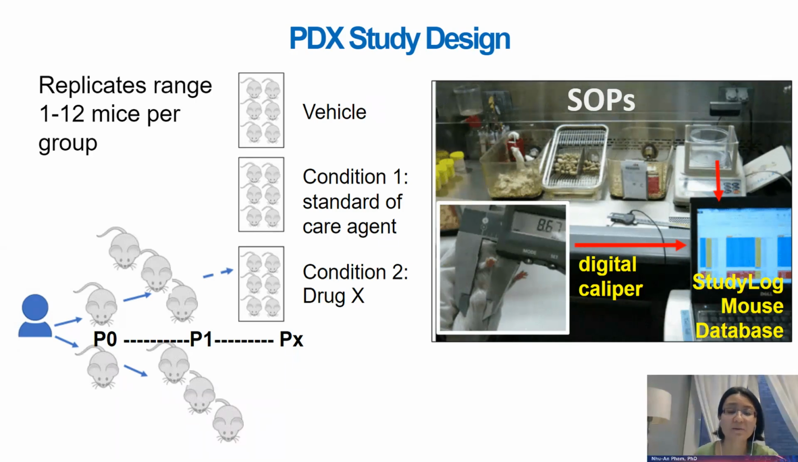In terms of study design, we can see here that once the tumor is being expanded stably, we can design a study where groups of 1 to 12 mice are used for drug testing, where the first group is a vehicle group, and then condition 1, condition 2, and so on. At our institute, we have standard operating procedures, and we use a study log mouse database to acquire all of our data and to manage and graph our data. So we use digital calipers that read directly into our database, and also a digital balance.